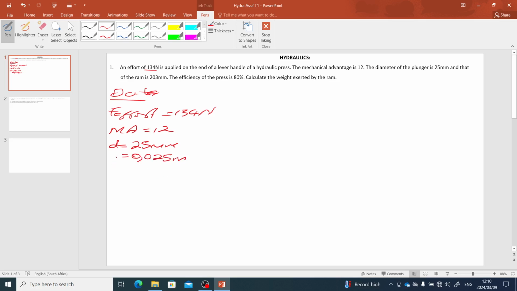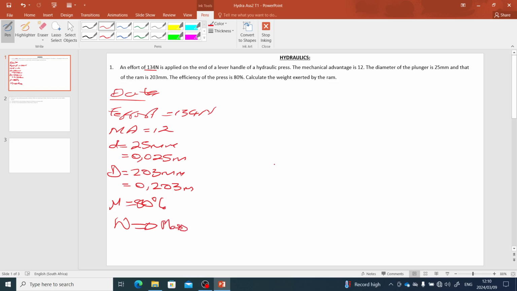Then we are given as well the diameter of the ram. It is given as 203 millimeters. Converting it to meters, it will be 0.203 meters. Then we are given as well the efficiency of 80%. Now they want us to calculate the W, the weight exerted by the ram. They want us to calculate W, but we will go to the extent of calculating its mass.